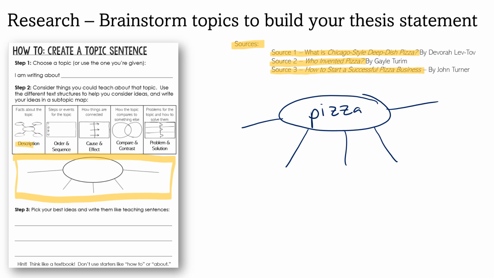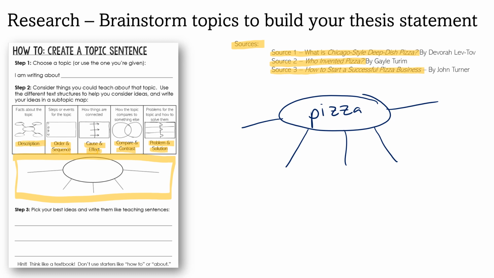You could write a description paragraph. You could write order and sequence. You could write cause and effect. You could write compare and contrast. Or you could write about a problem and a solution. So I like to go item by item, text structure by text structure, and consider what it is I could teach. So first I'm going to start here with description. Oops, let me use a regular pencil.